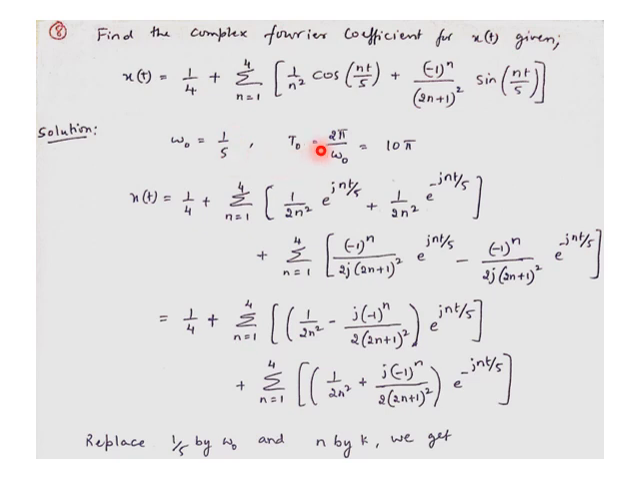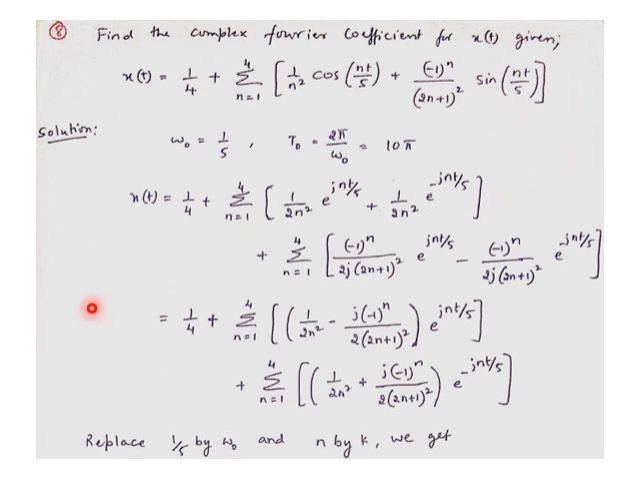T naught is equal to 2 pi by omega naught, so t naught equals 10 pi. This is how we can justify the t naught value. But I cannot simplify directly, I cannot take this equation directly as cos and sine. So I need some simplification with respect to the given x of t.